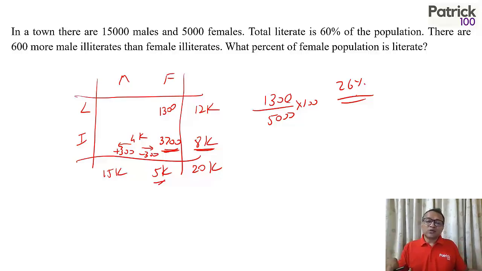So whenever there are two variables, you can draw a 2 by 2 matrix and solve it. It becomes a little easier to understand.